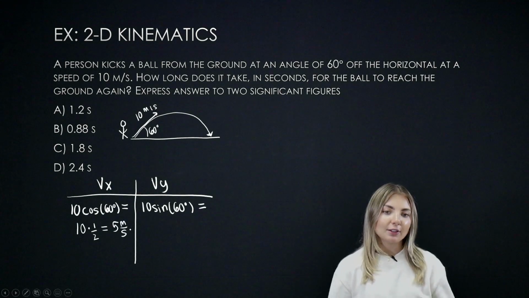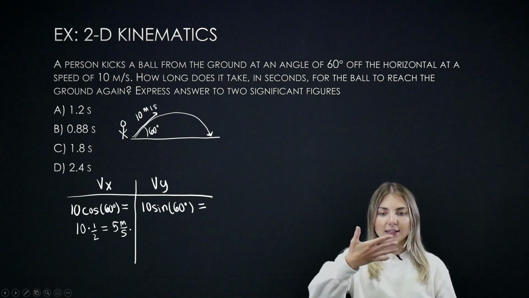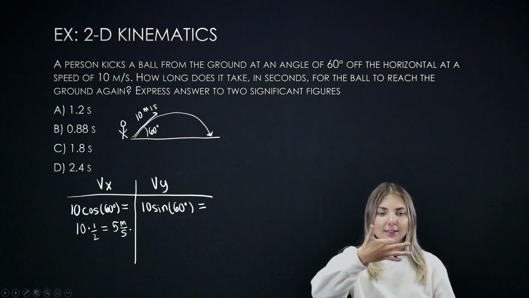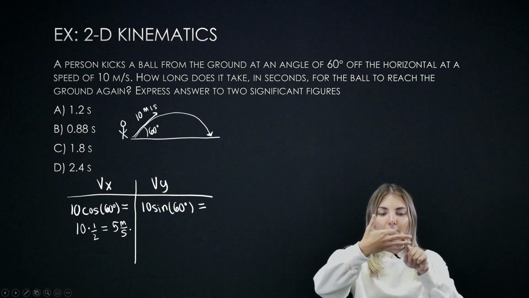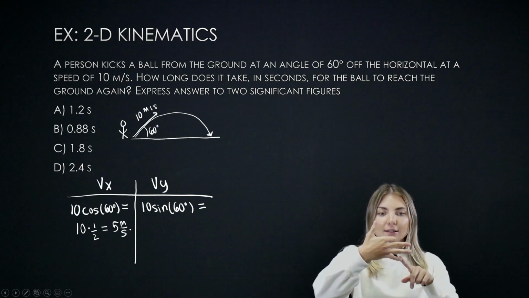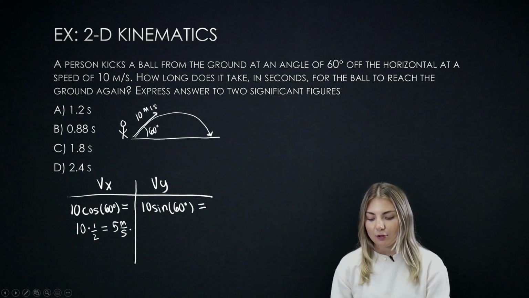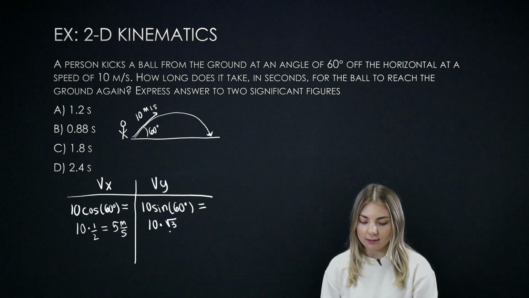Now let's find the velocity in the y direction. So once again, this finger goes down for 60 degrees. Now we're looking at the fingers underneath. So we have 1, 2, 3. Remember, square root, so square root of 3 divided by 2. So we have 10 times square root of 3 divided by 2.